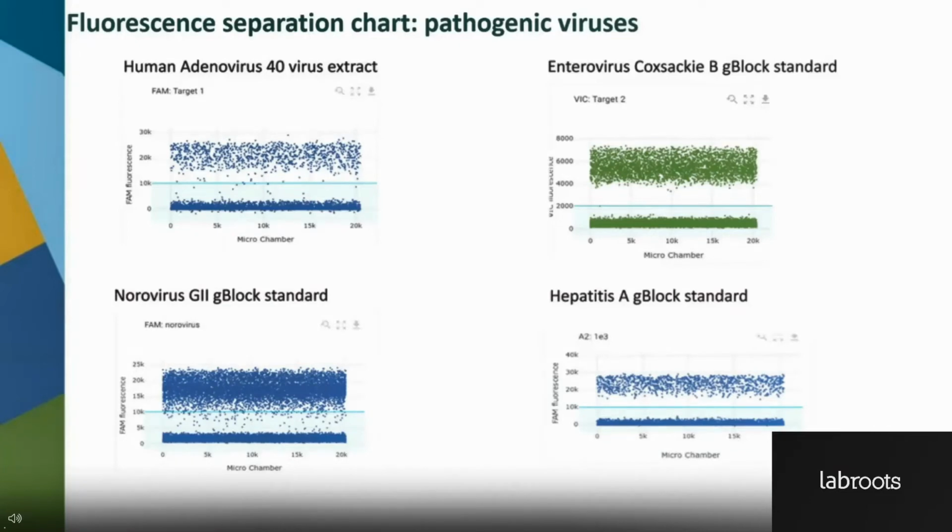The blue dots are FAM dye, and we set the threshold for 10K. The green dots are VIC dye, and we set the threshold for 2000.